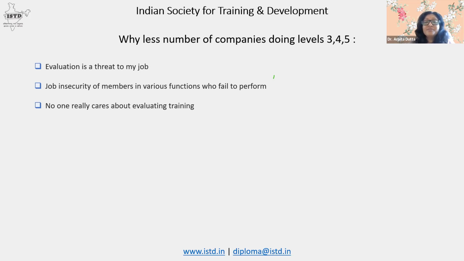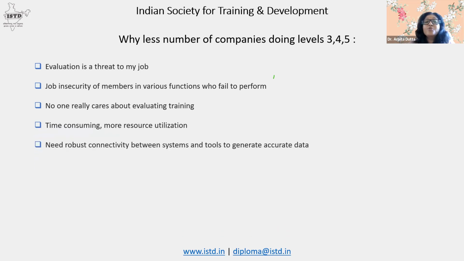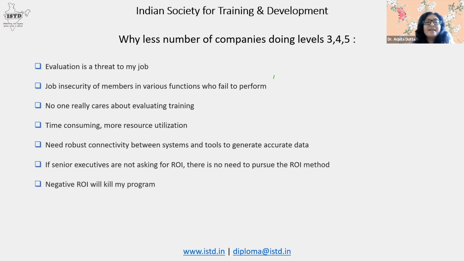So no one really cares about it, so I'm not doing it. Time consuming, yes, it is. More resource utilization, yes. Need robust connectivity between systems and tools to generate accurate data. Yes. If senior executives are not asking for ROI, there is no need. Negative ROI will kill my program.